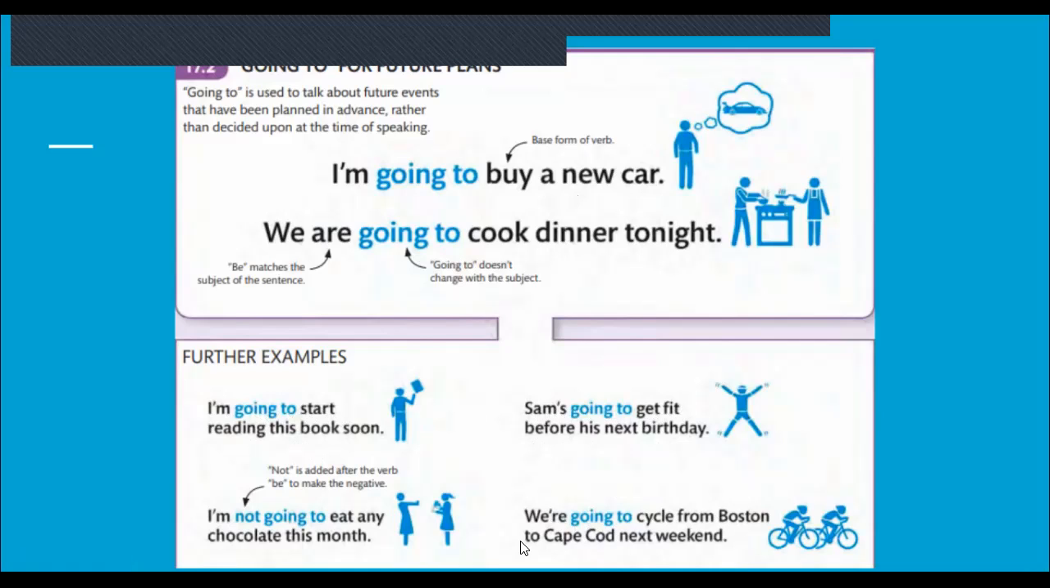We're going to cycle from Boston to Cape Cod next week. This is a negative sentence: I'm not going to eat any chocolate this month. So इधर ये कह रहे हैं कि going to जब इस्तेमाल होता है auxiliary verb for future simple, you use it जब आप उन चीज़ों की बात करते हैं जो आपने प्लान की हुई है in advance.